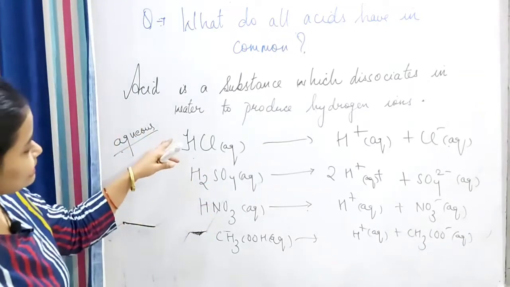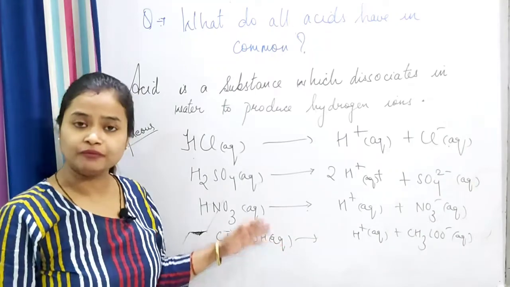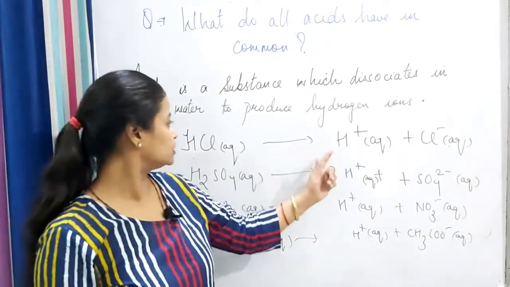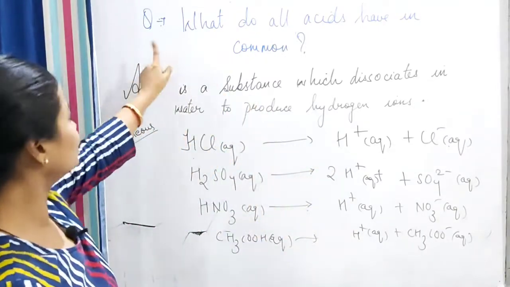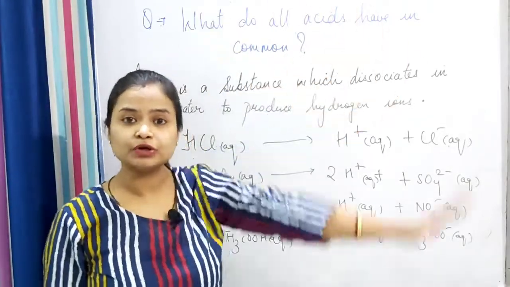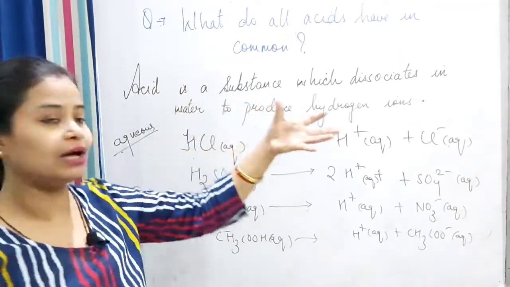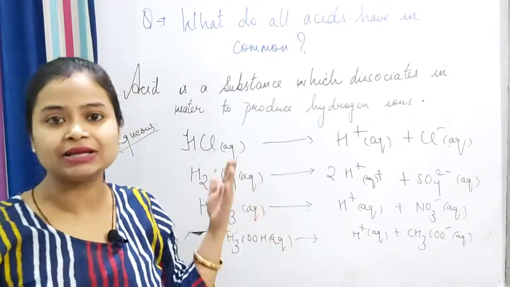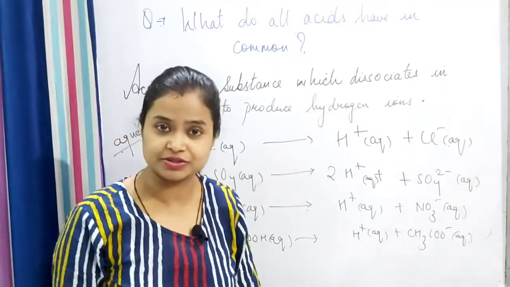So you can see something common in the dissociation pattern of each one. What is the common thing? Each acid is producing H plus, that is a proton. What do all acids have in common? The common property of all acids is that when you add them in water, they dissociate and produce H plus ions, that is hydrogen ions.